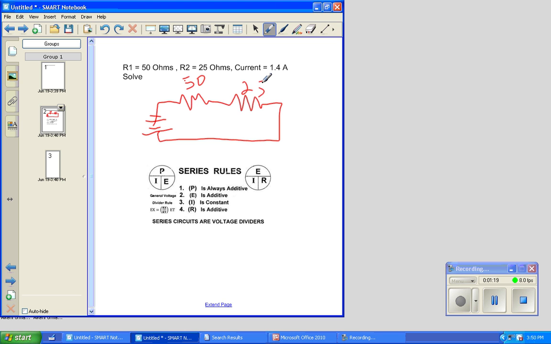And what is our total resistance? Our total resistance is 75 ohms. Everybody can see that, right? R1 plus R2, that's our total resistance for the circuit. So our total resistance, we're going to put down here.